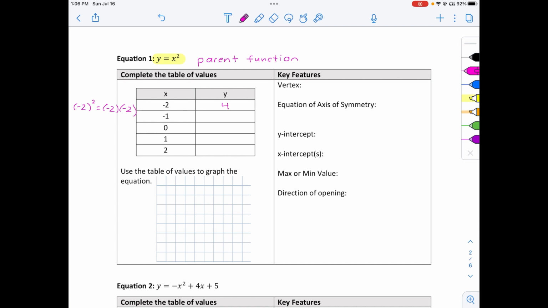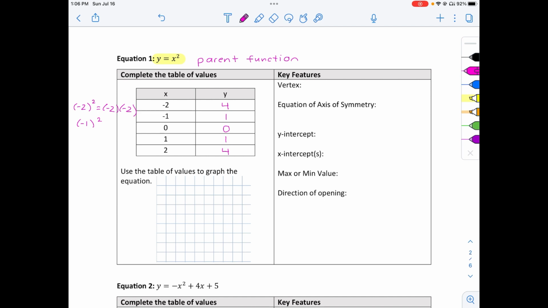Okay, then for the next one, when x is -1, that's going to be -1 squared. Which again, I'm not going to write this for every single one, is -1 times -1 gives us +1. And we're going to keep doing that. So when x is 0, 0 squared is 0 times 0, which is just 0. When x is 1, y is going to be 1 times 1, which is just 1. And when x is 2, y is 2 squared, so 2 times 2, which is 4.